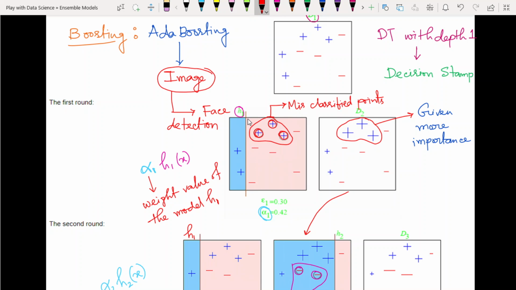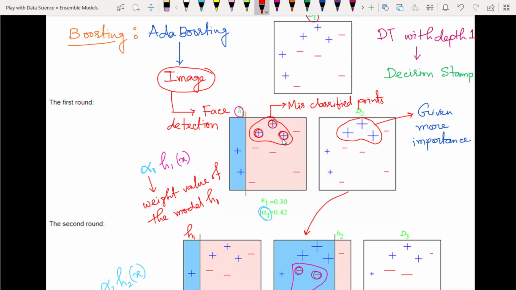So first we have to build the decision surface, this one H1, and we have seen that this decision surface is correctly doing the job, except for these 3 positive points. Since these 3 positive points are not correctly classified, we will give more importance to them, and according to this we have built the data set D2.